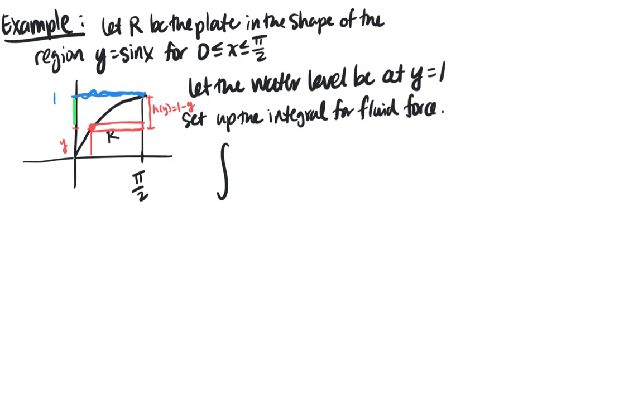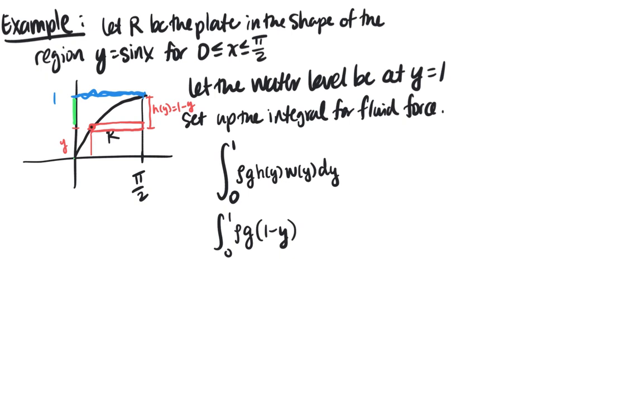So what I'm going to be writing here is rho g times h of y times w of y dy. And I'm going to integrate that from my shallowest depth, which is 0, to my deepest depth, which is 1. Okay, and so I have the integral from 0 to 1 of rho g, and then the depth is going to be 1 minus y. And then the width is going to be the width of that slice.